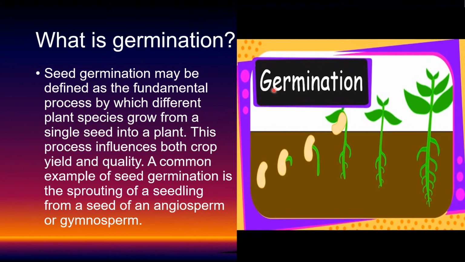Here we have the process of germination. As I told you, first we have a seed, then a small root, then the root starts growing, then the embryo comes out, and then we have a small plant. Then the plant starts to grow, and after some time we have a tree. This is what germination is.